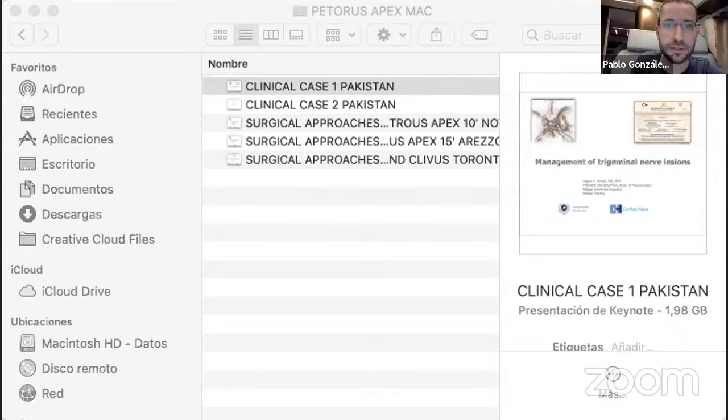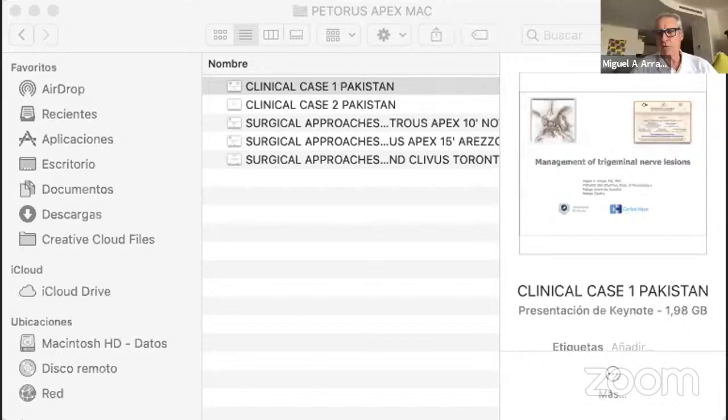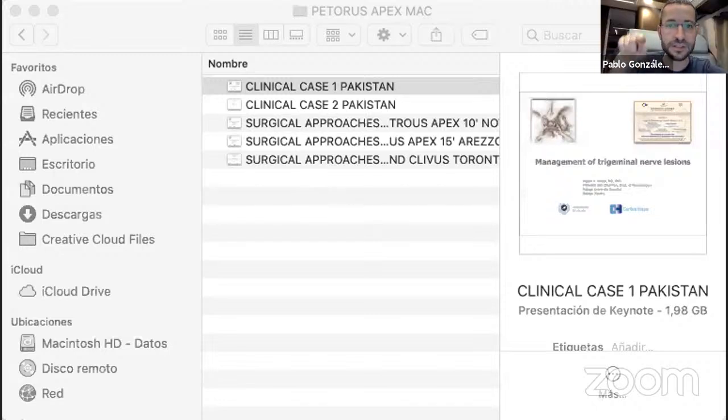We can see your screen. At least I can see your screen, but not your presentation yet. Okay. Can you see my screen? No? Nobody? We can see the folder which says Petrous Apex, but maybe what you are sharing is the... Okay. Could you press stop screen share and again screen share? Okay.